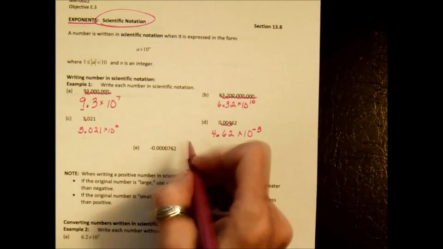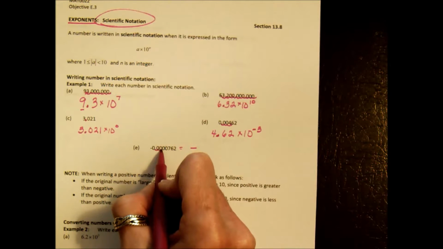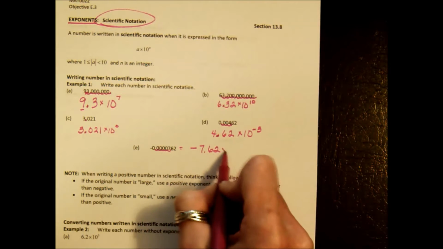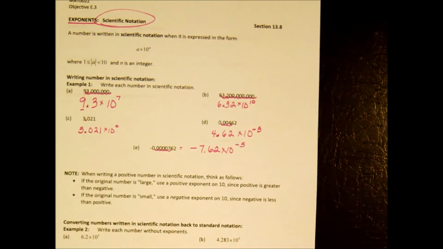Here, it doesn't matter that it's a negative number, that doesn't change anything. We're going to move it 1, 2, 3, 4, 5 places, so 7.62 times 10 to the negative 5. So just remember, if the original number is large, you use a positive exponent on the 10. And if the original number is small, you use a negative exponent on the 10.